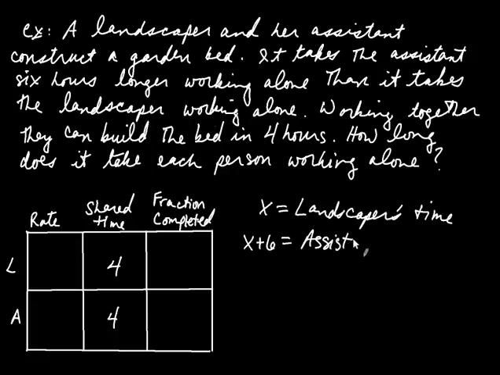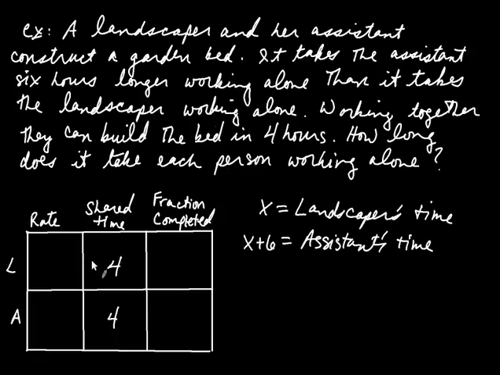And the advantage of doing this, the advantage of not introducing a second variable, is that you won't need 2 equations. You only need 1 equation because you only have 1 variable. So I knew that if I called the landscaper's individual time x, the assistant's time is 6 hours more than that, so it would be x plus 6. Okay, now you can't just take these expressions and substitute them into any of the squares, right? Because these are times.